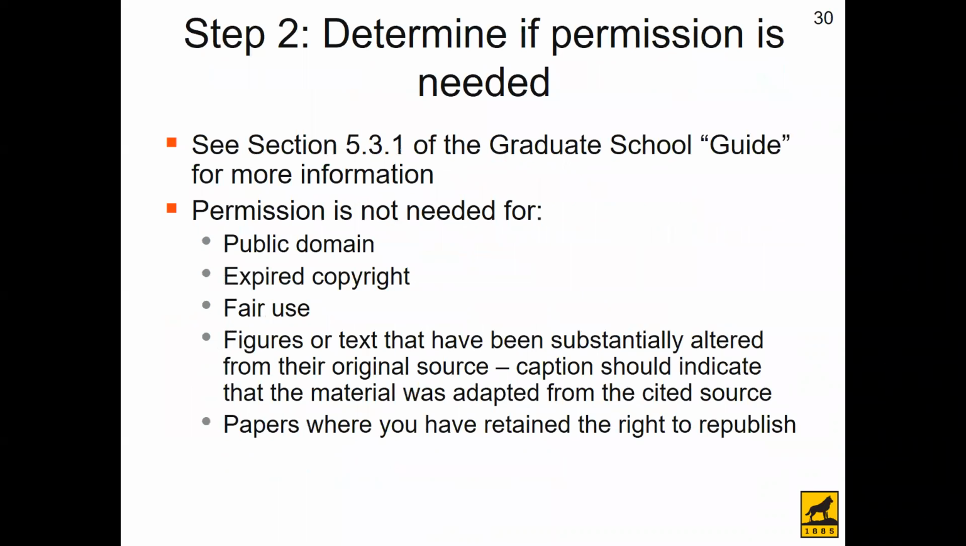So once you've cited it, you need to determine if permission is needed. And we've talked a little bit about that with the example. So things that are creative, things that are unique, things that are a substantial amount of text, you would need to get permission for. Now, permission is not needed when something's in the public domain or when the copyright's expired, or if you judge it to be fair use, which we'll talk about at the very end of our talk, or as we've already talked about, if the figures have been substantially altered.